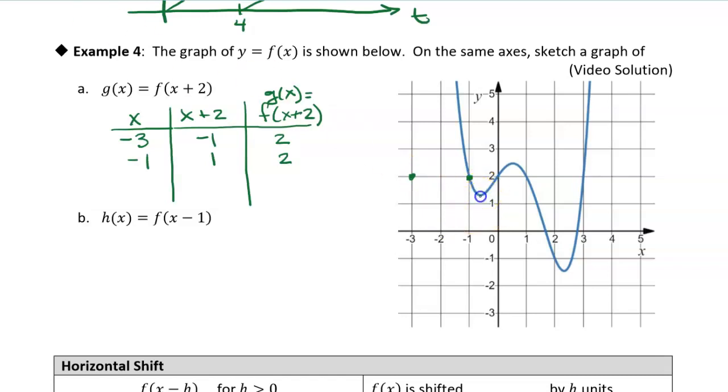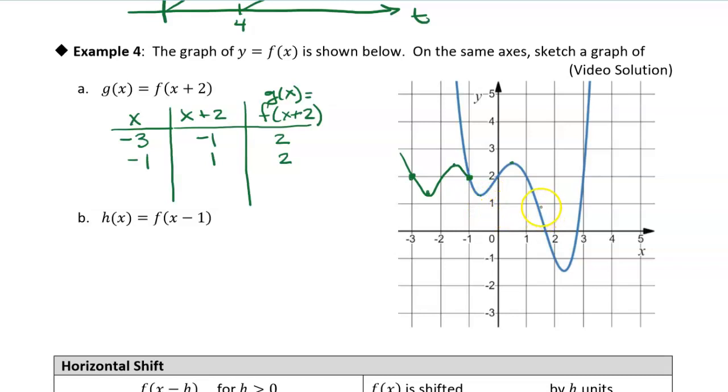Everything, so this point down here is still going to get shifted over by 2. So it's going to be somewhere about there, right? And then this point up here gets shifted over by 2, so it's somewhere about there, right? So you can see if I connect those points, our graph of g of x is going to look something like, well, you kind of get the idea, kind of up and down.